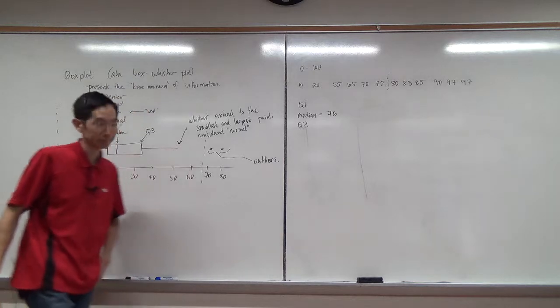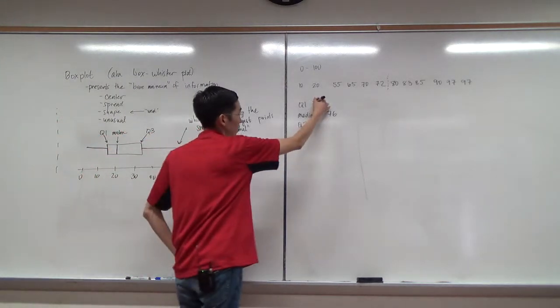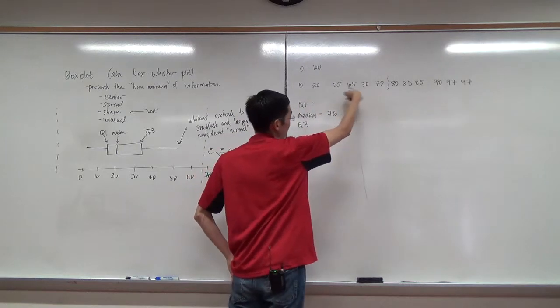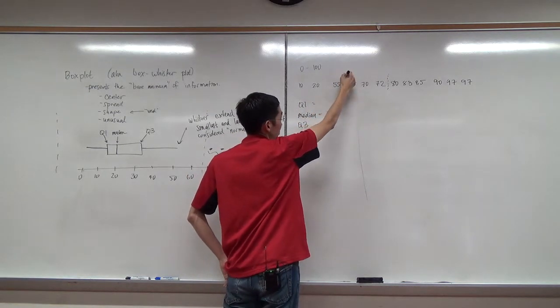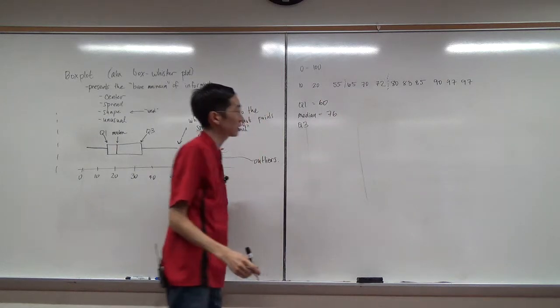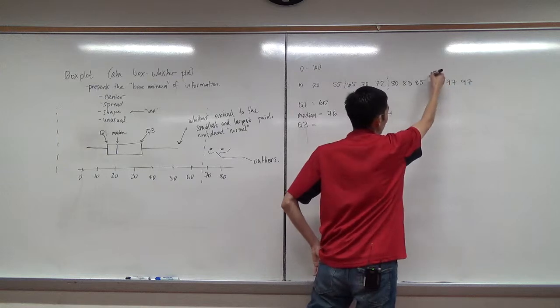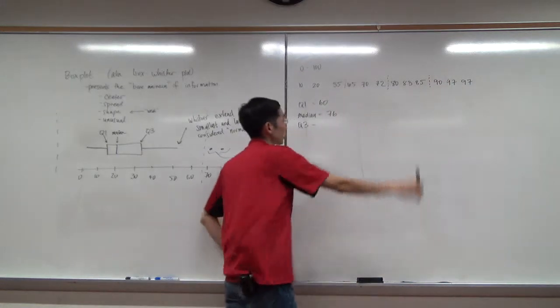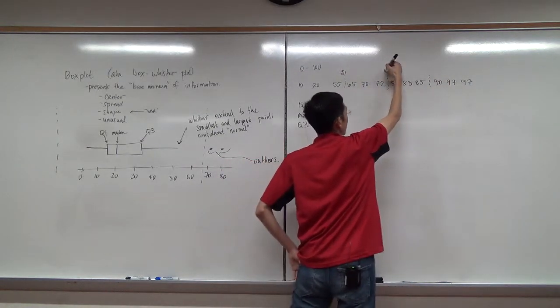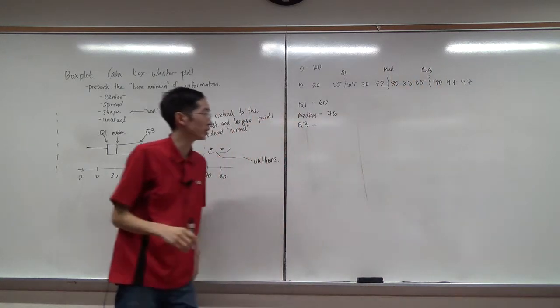Good? Okay, so where is Q1? Okay, so if we have these 6 numbers, we're going to take the spot in between there and there, and so our Q1 is 60. In Q3, halfway between there and there. So that would be 87.5.